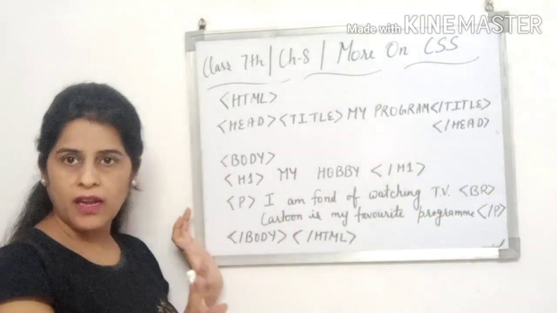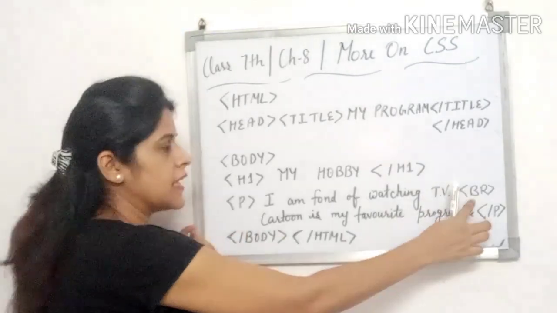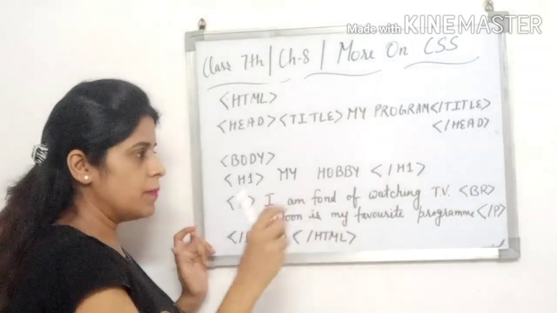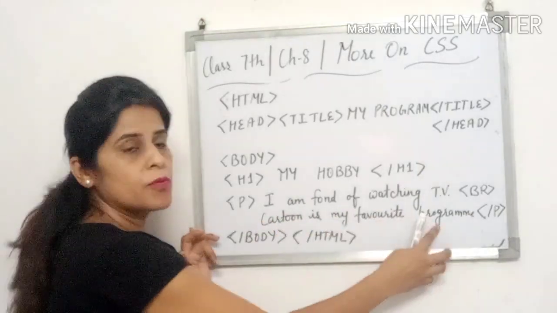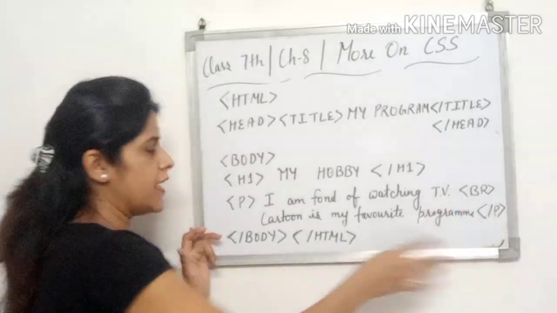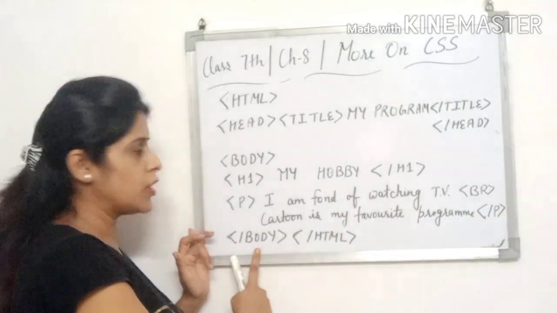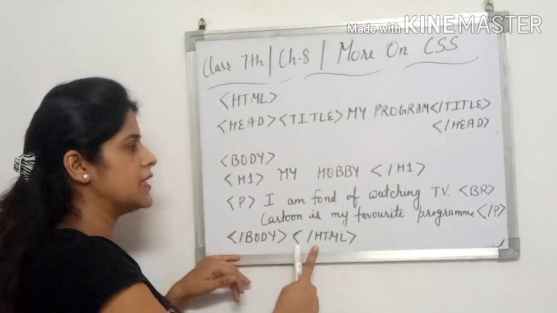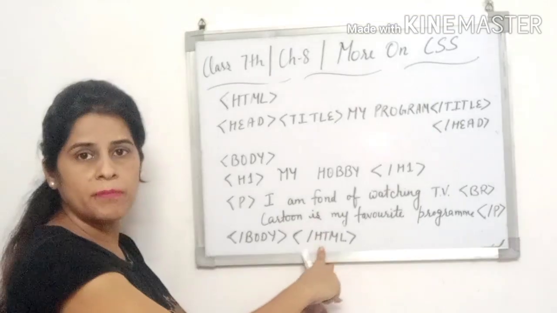This tag has no end; it is just started and that is it. Then I have used the break tag, so one line will be left, and after that this line will be shown: Cartoon is my favorite program. And then the paragraph is ended. After that the body tag is ended, and then the HTML tag is ended. This program started from here, and here the HTML program is ended.